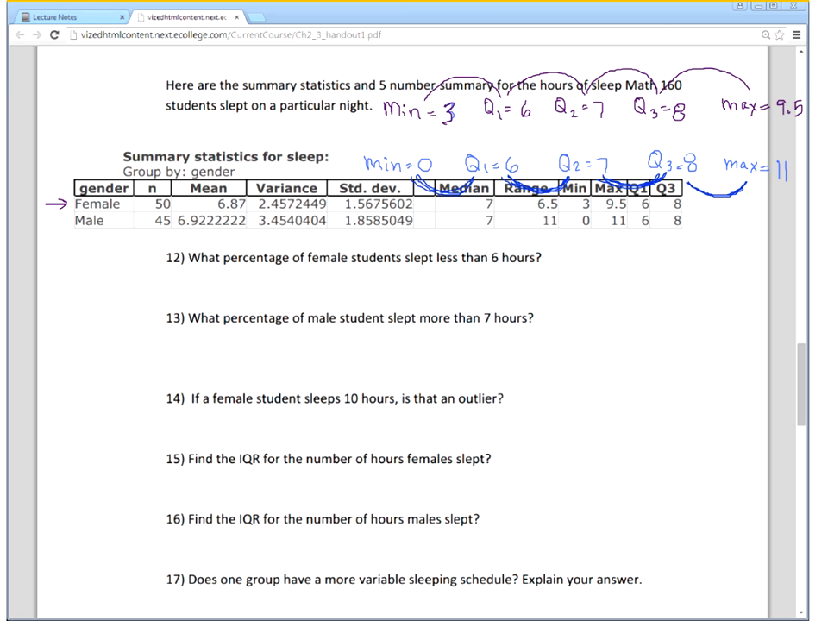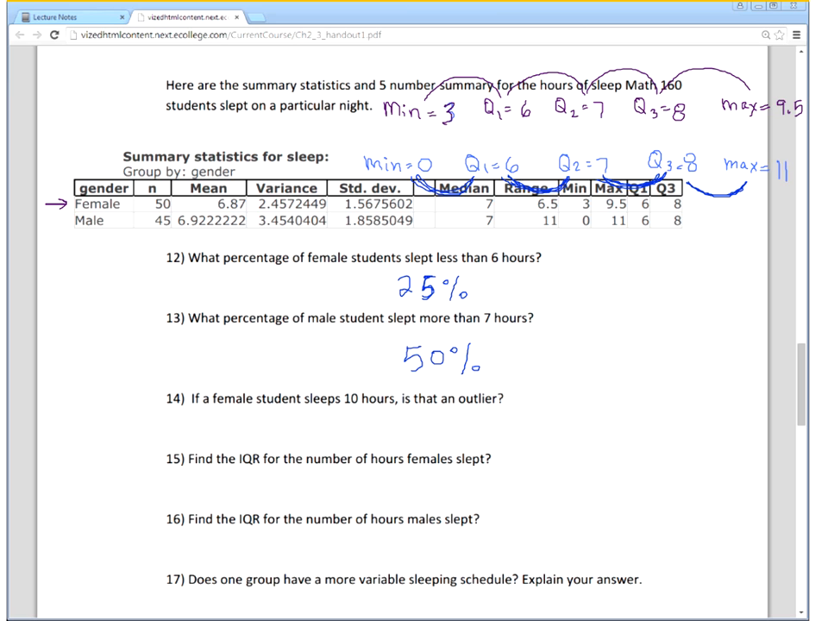All right, so what percentage of female students slept less than 6 hours? What did you guys get? Okay. What percentage of male students slept more than 7 hours? More than 7 hours, okay, good, 50%.